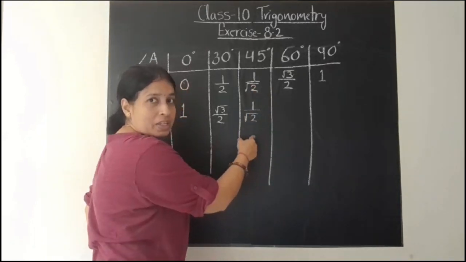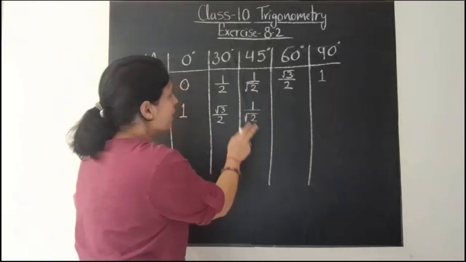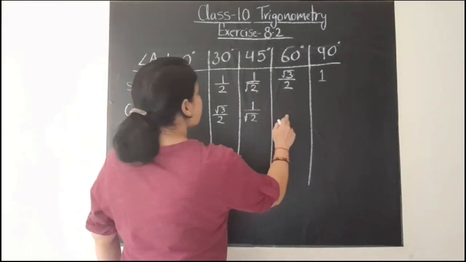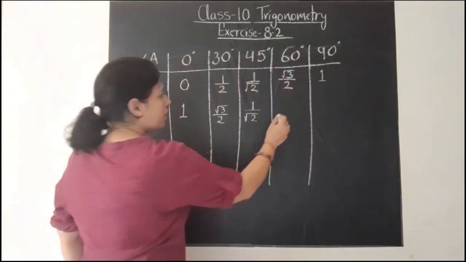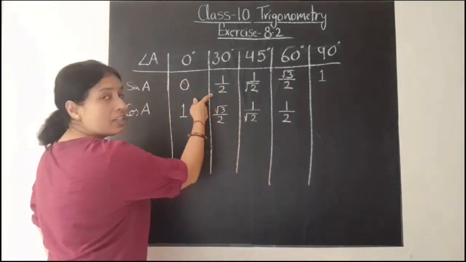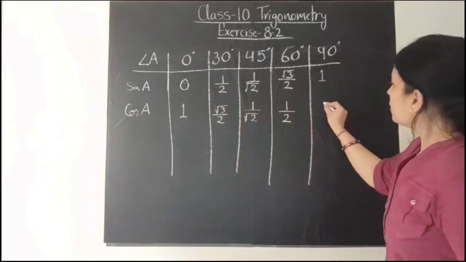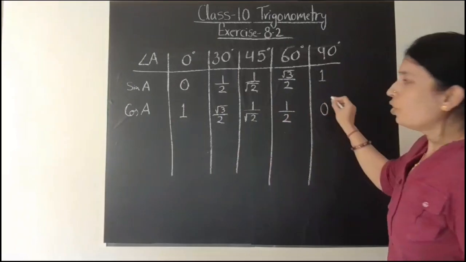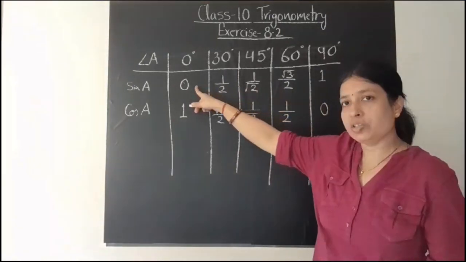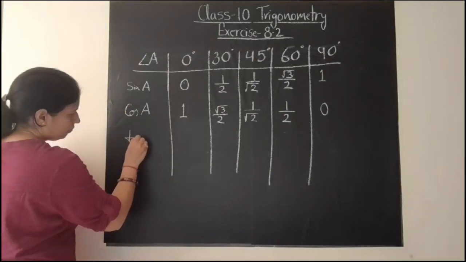Sin 45 and cos 45 both will be the same. After that cos 60. Cos 60 is equal to 1 by 2. It is the same as sin 30 degree. Then cos 90 is equal to 0. It is the same as sin 0.